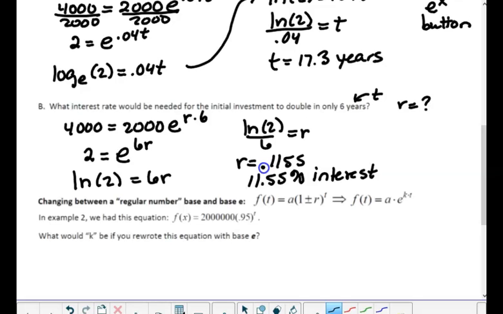Now I want to show you something interesting called the rule of 72, and this is not something that you have to necessarily know for this class, but it's something you may have heard of, and I just want to introduce this idea to you. So I'm just going to open up a new page just to have a place to write.